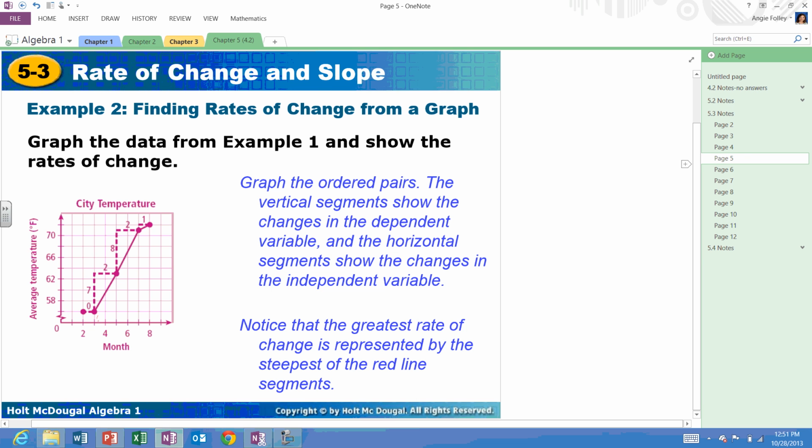So here's a graph of the data showing you the rates of change. And if you notice, the vertical segments right here are showing you the change in your dependent variable, so how much the temperature was going up. And the horizontal lines are showing you the change in your month, so how much the month changed. And then again, you'll notice that the greatest rate of change is the steepest slope. So from 3 to 5 months, which is back all the way from here all the way up to there, that's your steepest slope.